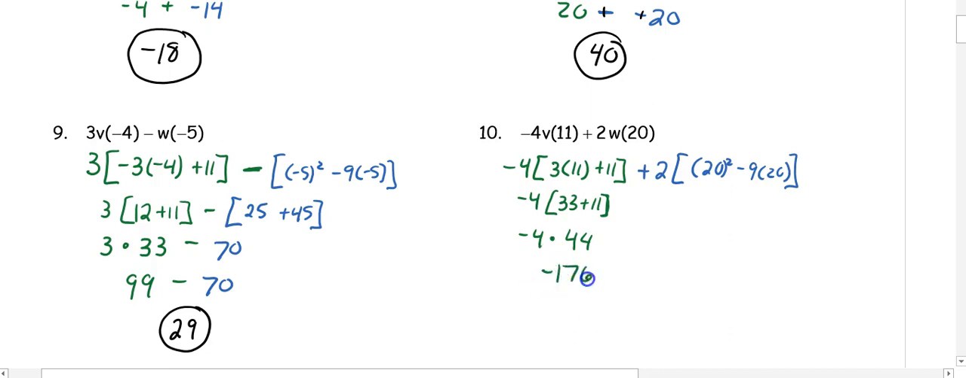which is negative 176. With our second equation, we're going to bring down this plus 2 for now. So 20 squared is 400. Negative 9 times 20 is minus 180. So we have 400 minus 180, which is 220. So we have 2 times 220, which is 440. So then I have negative 176 plus 440, which gets us 264.